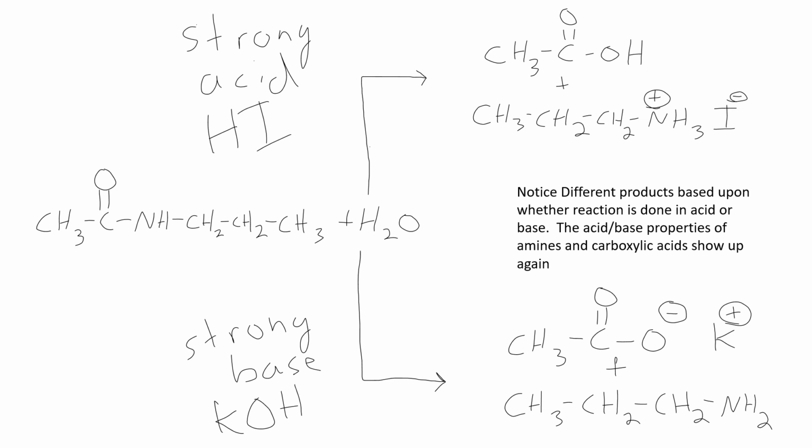So the last reaction we want to look at is the exact opposite of what we just did. What we just did is we formed an amide from a carboxylic acid and amine. We want to show what happens when we break down an amide. So when we break down an amide, we're expecting to get a carboxylic acid and an amine back.